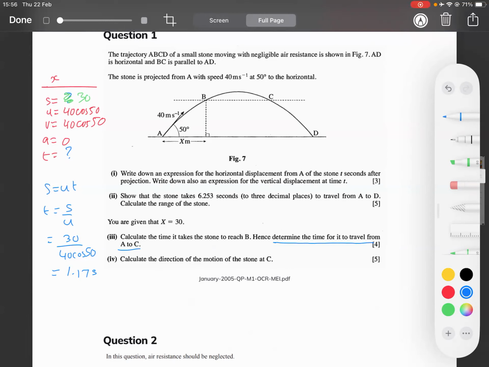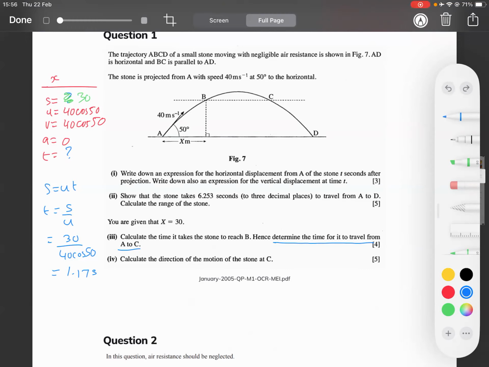If it took 1.17 seconds to get from A to B, what do we know about C? We know the Y is the same. Yeah, exactly.